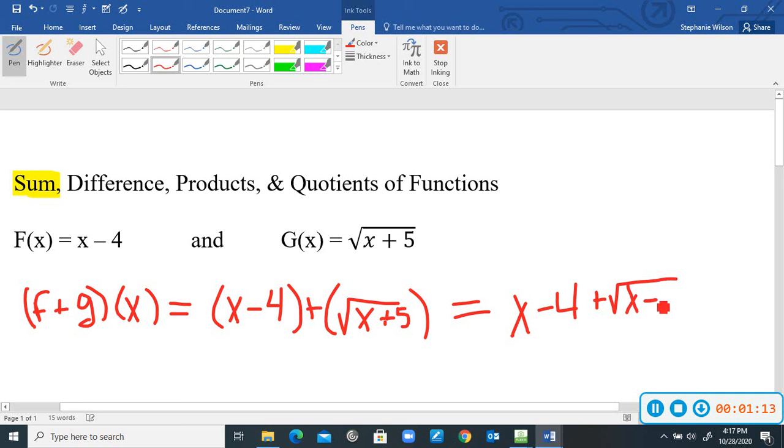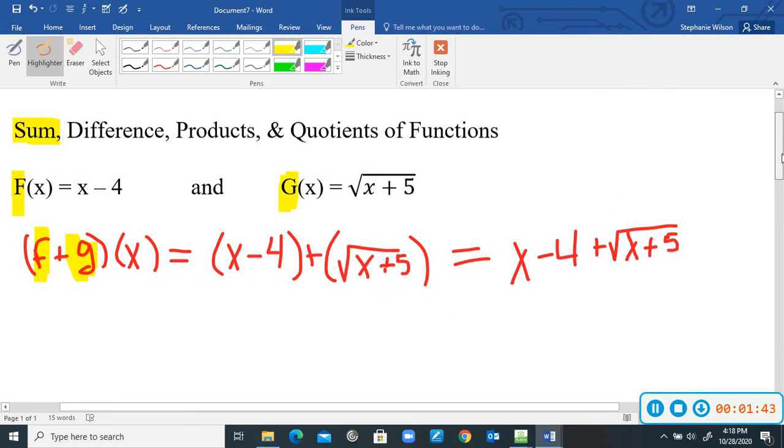And I could switch the order and say G plus F of X, and that would put the square root of X plus 5 in front of X minus 4. So just make sure you read which one is listed first in this ordered pair here. You know, it's F plus G. And again, I used uppercase. I could have used lowercase, but you kind of get the point here.